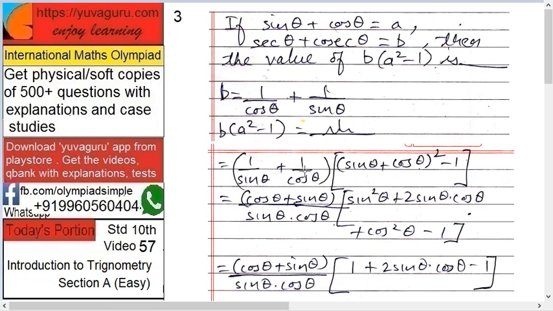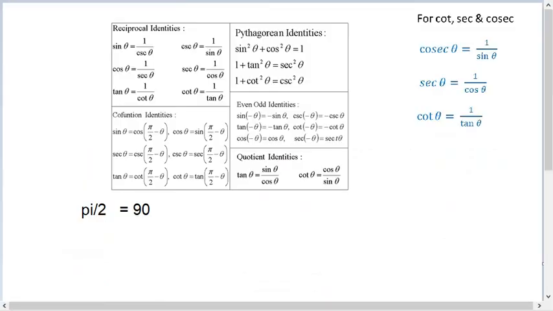So solve it. Cross multiply this. Cos theta plus sin theta upon sin theta cos theta, into, solve this now. A plus B the whole square: A square plus 2AB plus B square, minus 1. Right? But sin square theta plus cos square theta is equal to, that is 1.